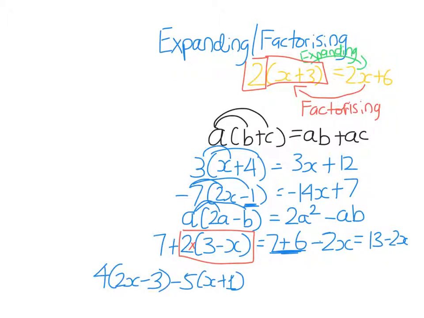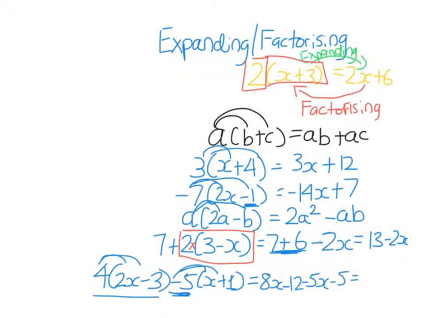Sometimes you'll get a question like this. You have to expand 2 brackets at once and simplify them. So we expand the first bracket. 4 times 2x is 8x. 4 times negative 3, obviously negative 12. Now this isn't a 5, it's a minus 5. So I go negative 5 times x, negative 5 times positive 1. So negative times positive is a negative.